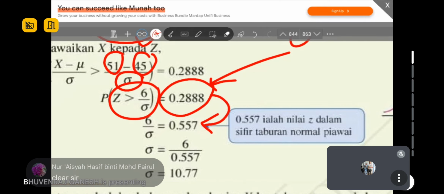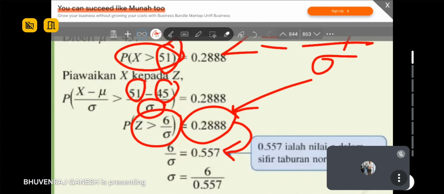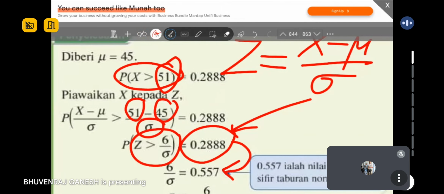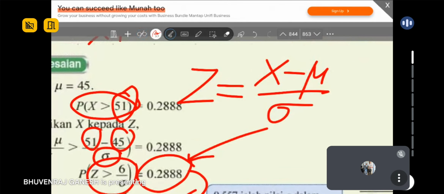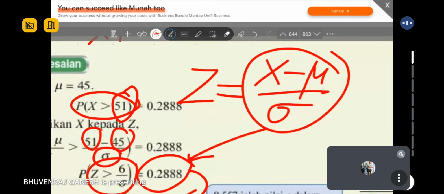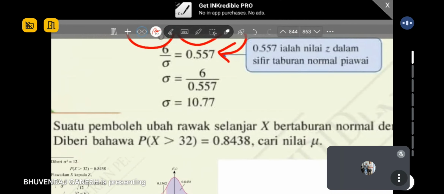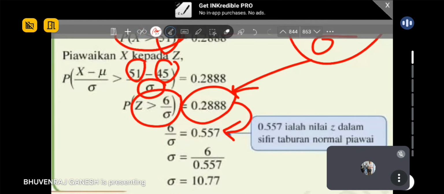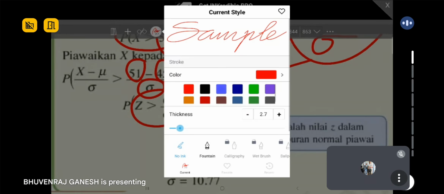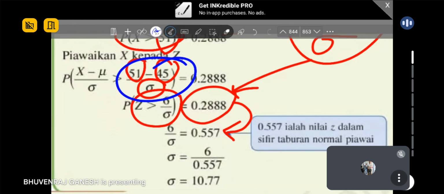P in bracket, X minus mean over standard deviation. That part I don't get. Oh, that's the formula. They're just writing out this formula to you. This one over here. You no need to write it out in the exam. In the exam you go directly to this part, the blue color. You write that directly. This one no need.